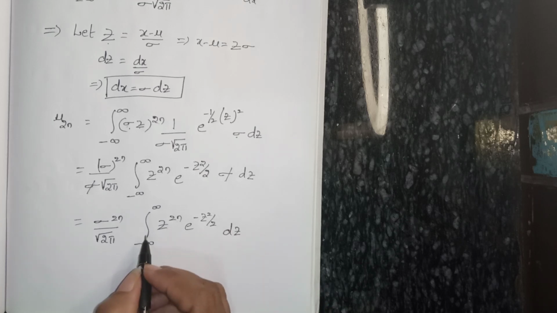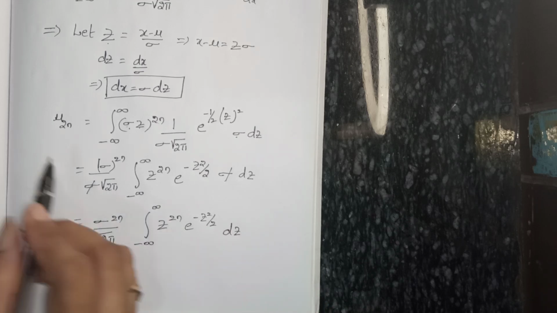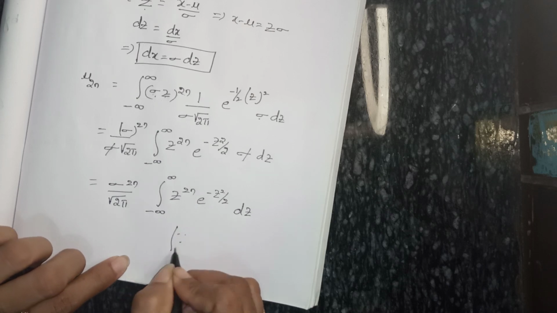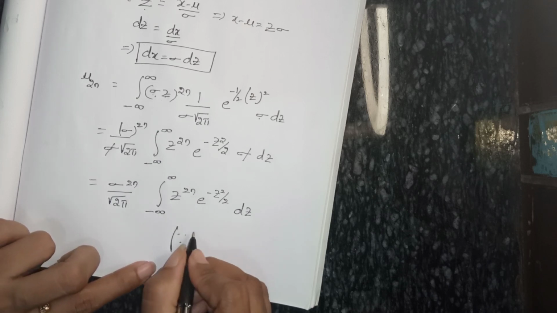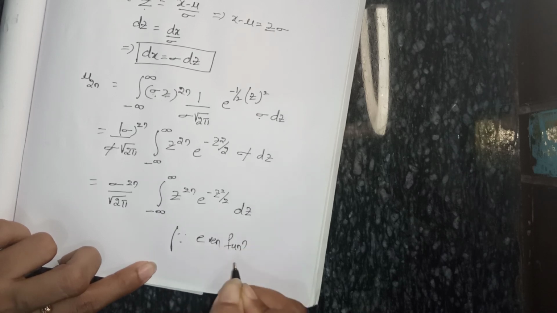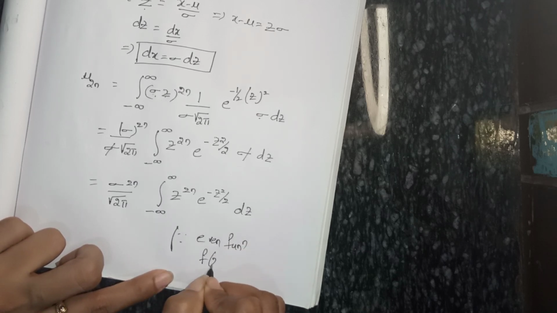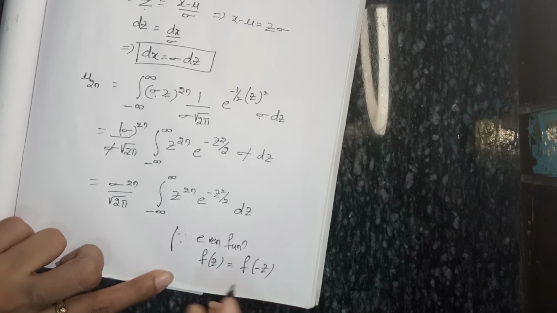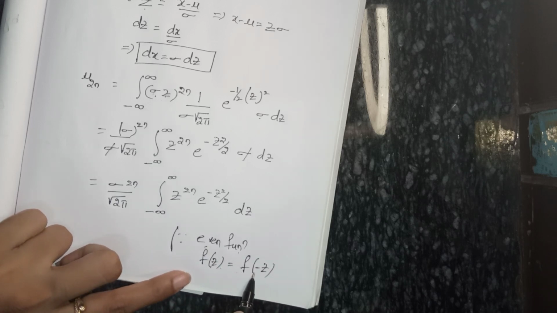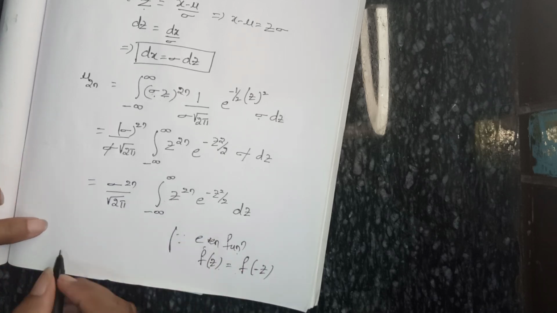Okay. Since we are doing even moments, this is an even integral, so the integrand, if it is an even function, satisfies f of z equals f of minus z. We have to think that way, if it is an even function, f of z equals f of minus z.